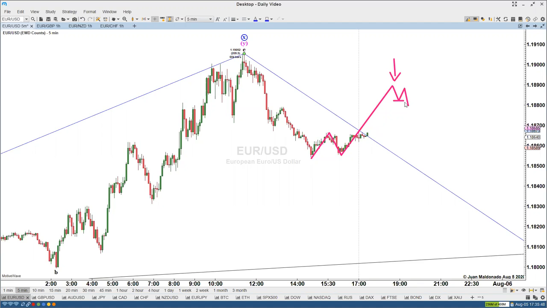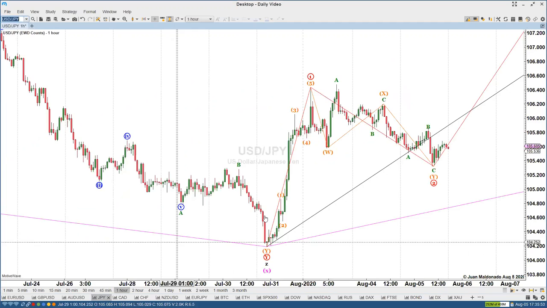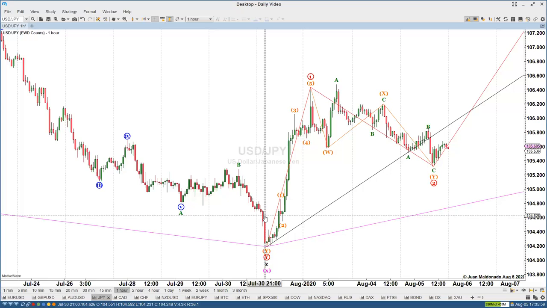Right? All right. Now, let me show you the dollar yen, because this one is closer for a swing trade. I believe the dollar yen is closer to give us a signal.